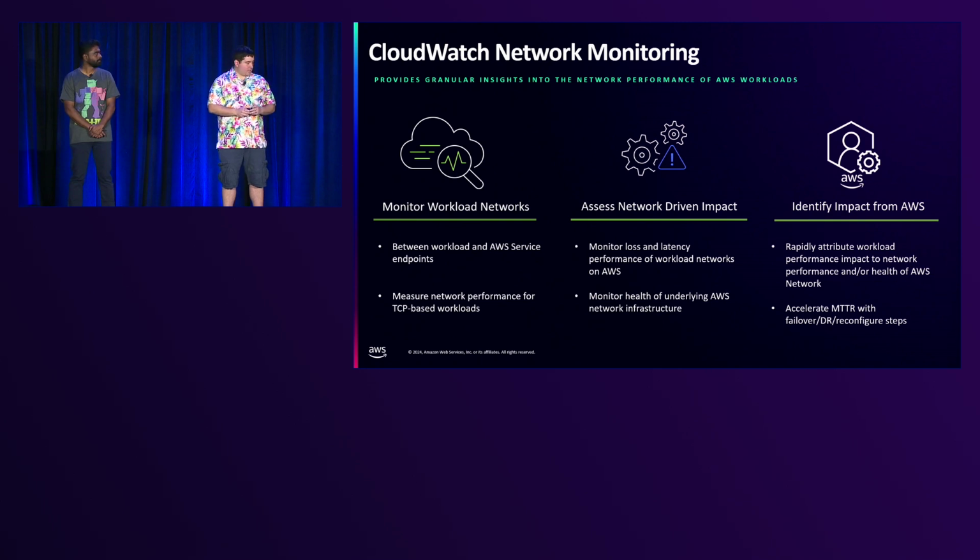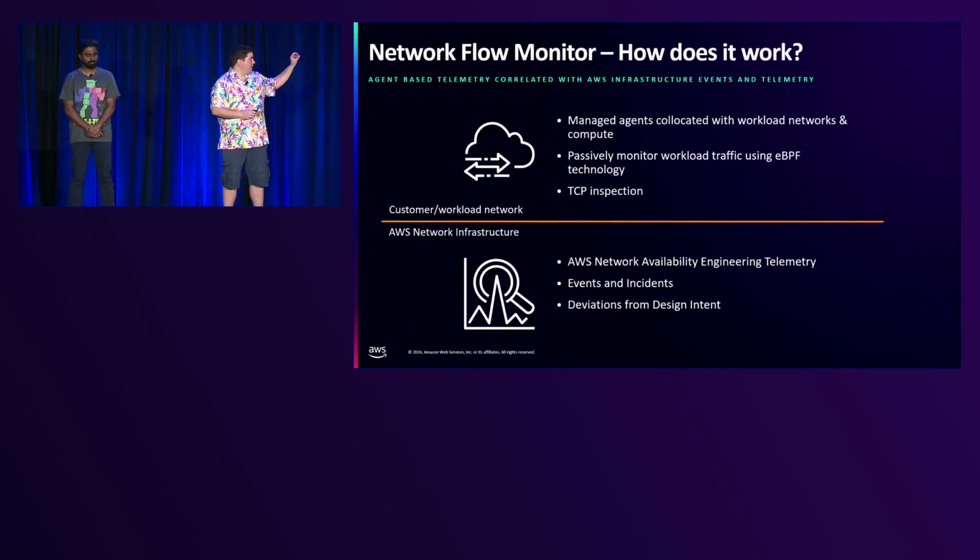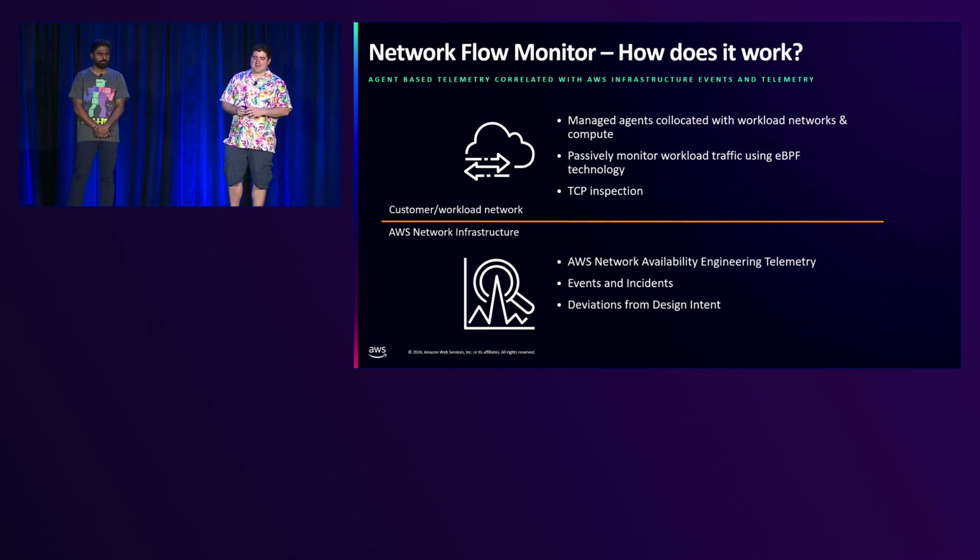So how this works is, essentially, we have managed agents that collect workload metrics, network and compute. It's a passive monitor using eBPF, and it's doing TCP inspection. On top of that, from the AWS network infrastructure, we're collecting additional metrics for you, and then we're building those in a correlated way, and then you can view that through CloudWatch metrics. So what I think is really exciting here is that I don't think we've ever before had an eBPF agent collection for telemetry. So that on its own, I think, is really cool.